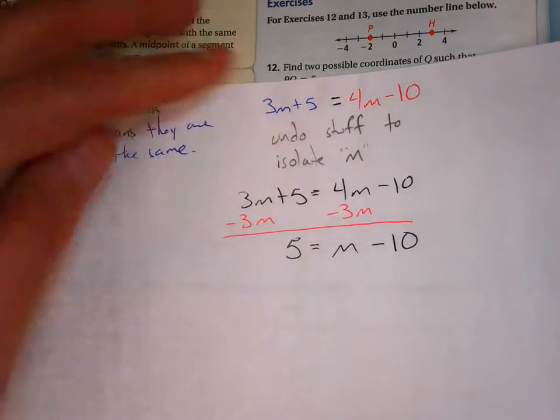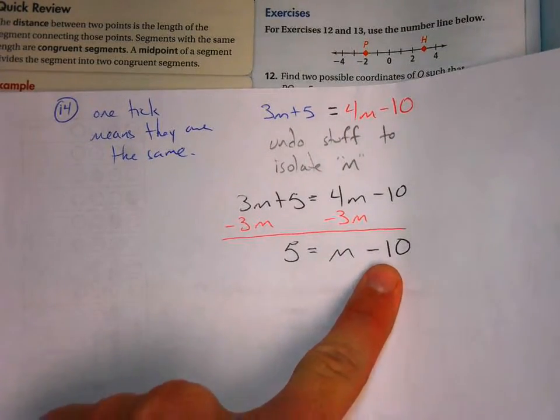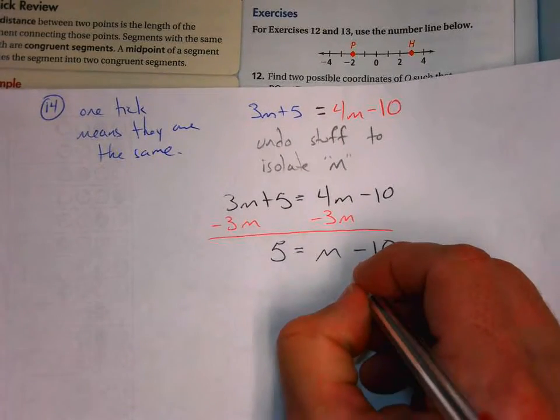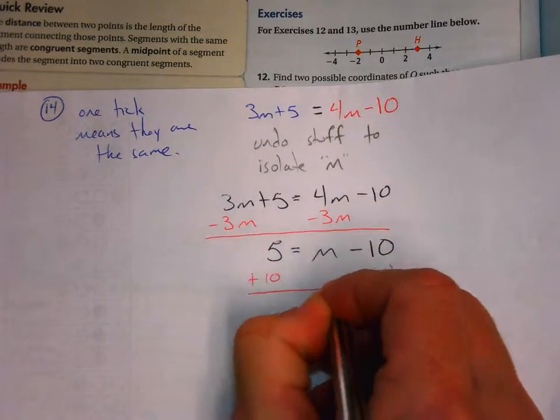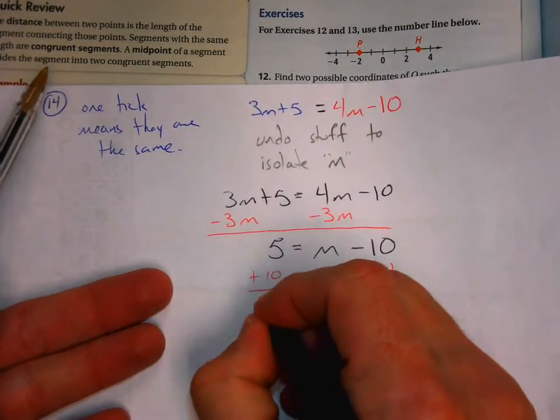I got to get the m by itself. Well, what's there? There's that minus 10 there, and I have to undo minus 10. How do you undo minus 10? Well, with a plus 10. And you have to plus 10 on both sides, right? So there you go. 5 plus 10 is 15 is equal to m.